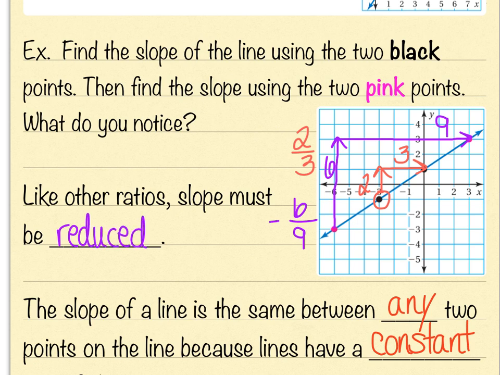So what we're seeing here is that regardless of which 2 points you use on your line, you're going to get the same ratio for your slope. It's always rise 2, run 3. And you can actually see that right here. Rise 2, run 3, puts you right there. Rise 2, run 3, rise 2, run 3. That's what you're doing all the way across this line. Whether you're rising 6 and running 9, doesn't matter. You're rising 2 and you're running 3, just doing it multiple times.